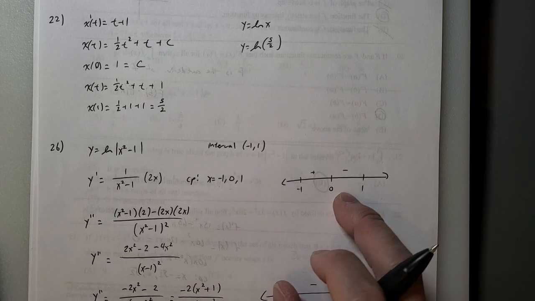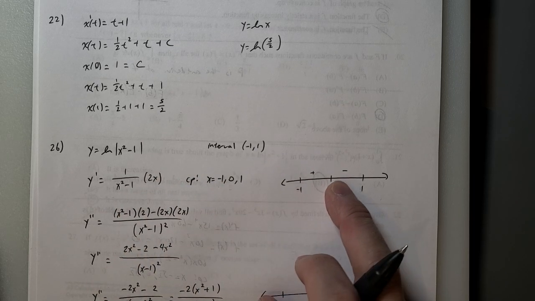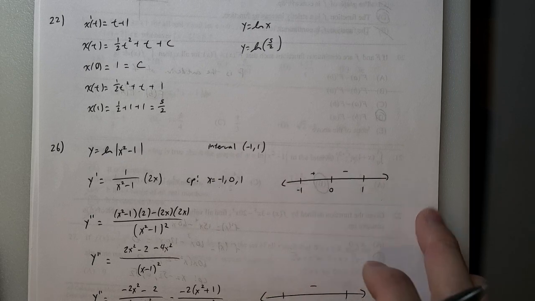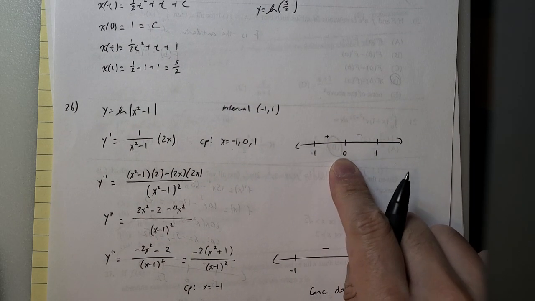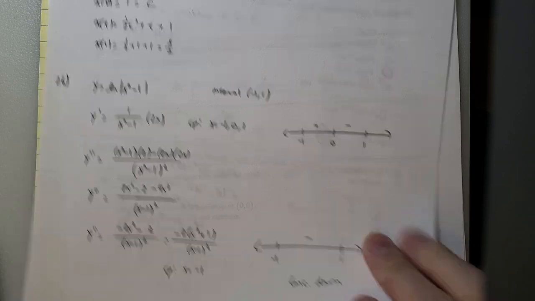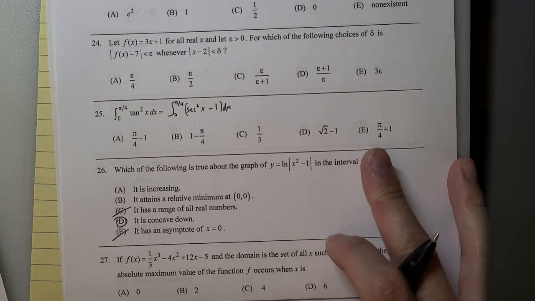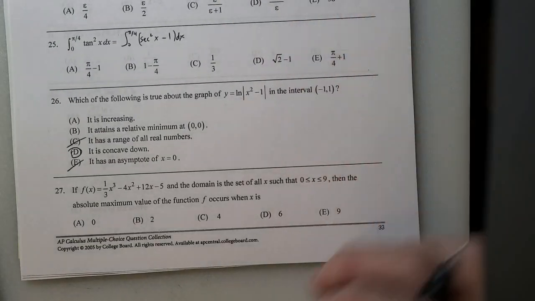You plug in like positive half here, then this would be positive, this would be negative, then this would be negative. So it's increasing and then decreasing, so it's not always increasing. And relative min at 0, 0, no, it's actually a max, if anything. So those are not true, so we're left with D. Then I'll do one more problem in this video and call it parts, okay?